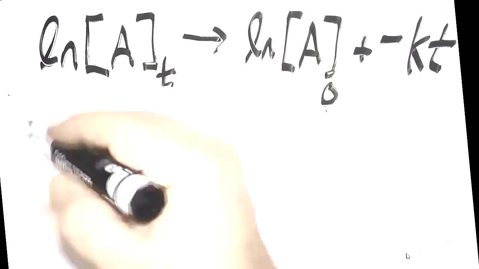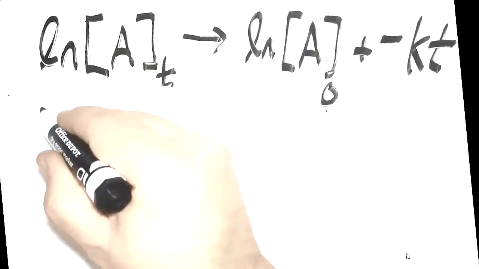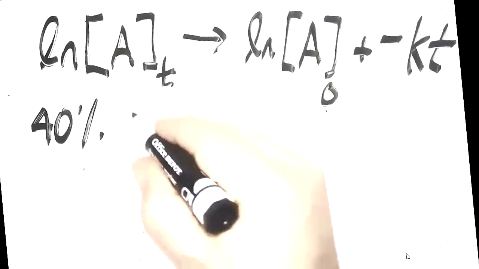What I'm going to do is give you a problem. We're going to use this problem to figure out something. We're going to say that we have some element, and we're not going to even bother with what the element is. We're just going to say, hey, if we know the half-life, how long will it be until we have, say, 40%? Okay, how long?